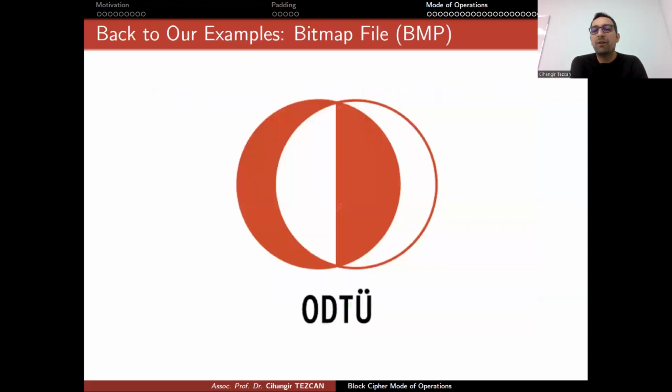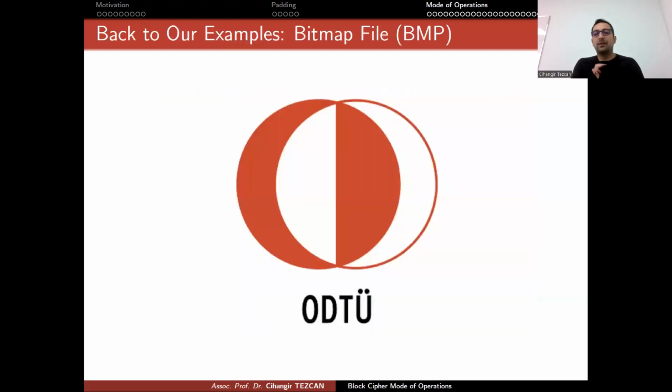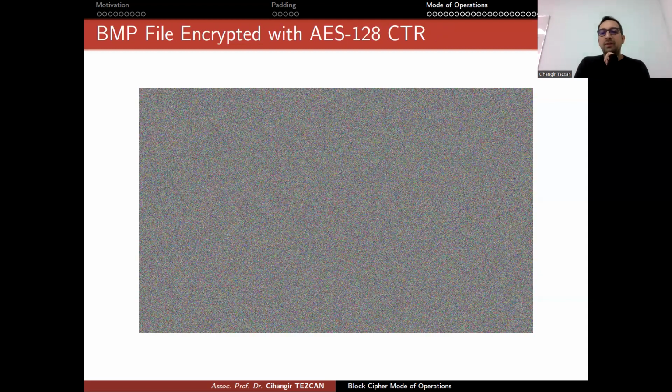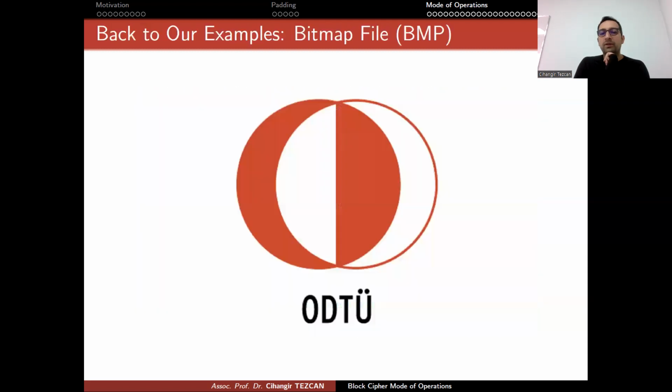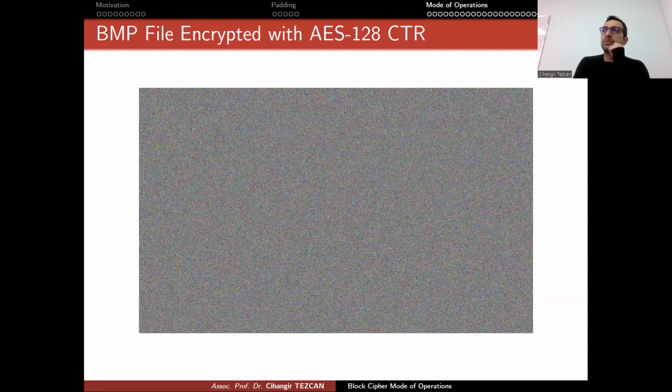So the question is, what would happen if I encrypted this image in the counter mode of operation? This is the thing that you would see. It looks like random noise. You cannot detect any pattern at all. But if you go back, as you can see, this is the original image, ECB mode of encryption and counter mode of encryption.